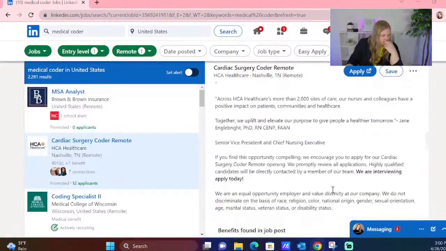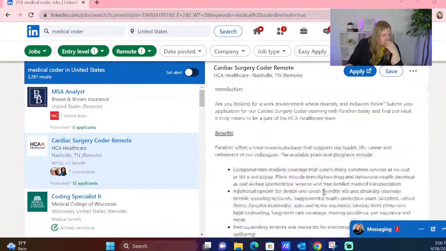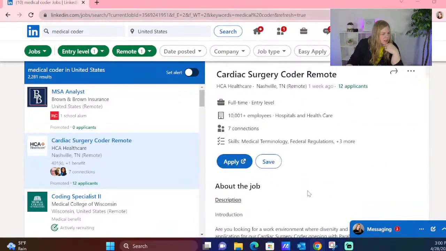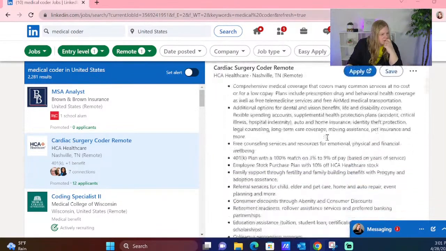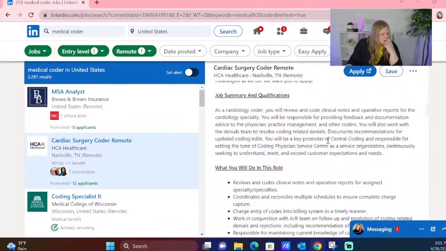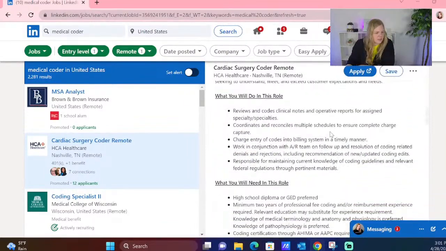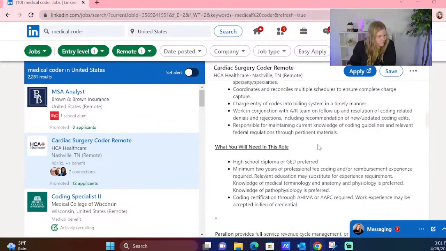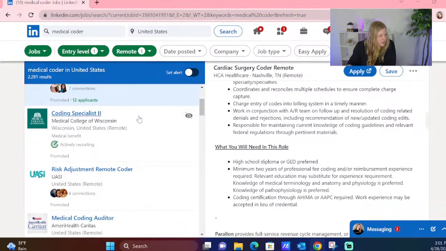What else? Charge capture. On LinkedIn, I don't know that they give a lot of the salary information the way Indeed does. So this one's a little funny because it says 2 years experience. It's listed under entry level. It could be one that you could apply to. Again, I wouldn't get your hopes up on it because they want 2 years experience.